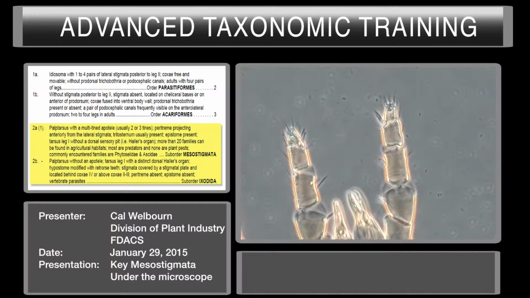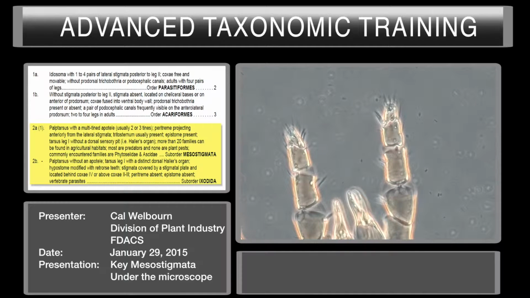Here we have the palps. Here's your palptarsus, tibia, genu, femur. And right here on the palptarsus, here's your palptarsal apotele. This is a good character for Mesostigmata. In the Acariformes or Prostigmata that have a claw-like seta on the palp, it's always on the tibia. In the Mesostigmata, it's always on the tarsus. And in this case, it's a two-tined apotele on the tarsus.